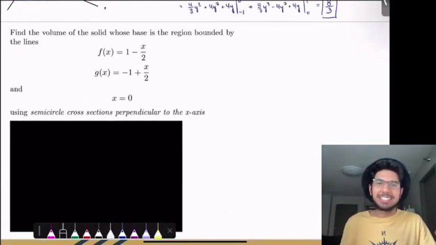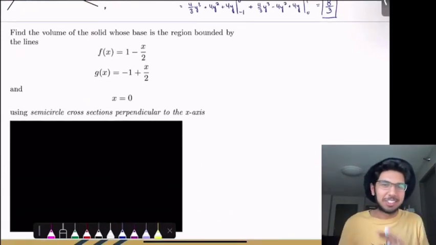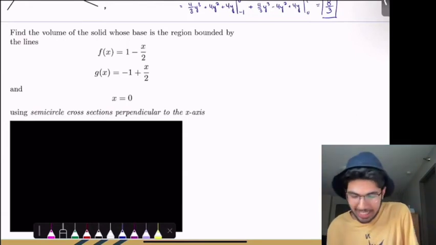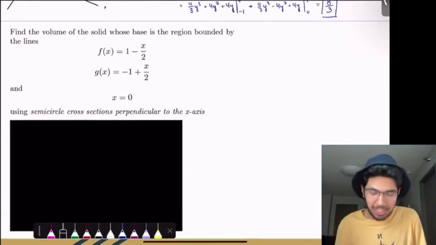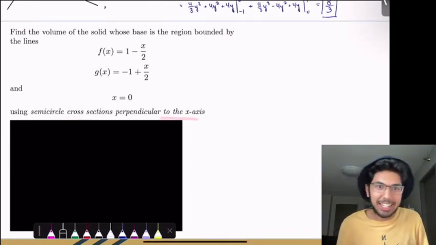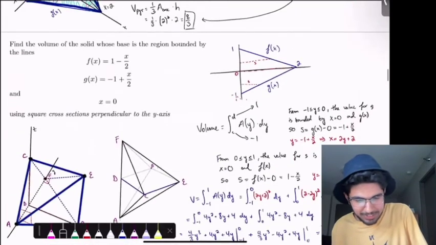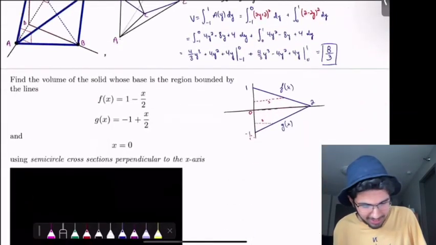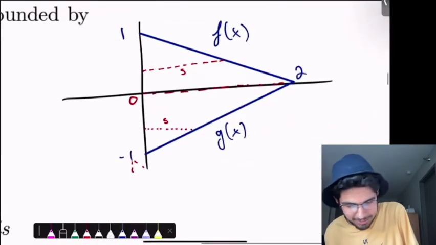Same exact lines, f of x, g of x, x equals 0. Same exact things. Now our cross-sections are different. We're using semicircle cross-sections perpendicular to the x-axis. Okay, so let me copy this. And we're going to bring this down here. And I'm going to have to erase some of this.